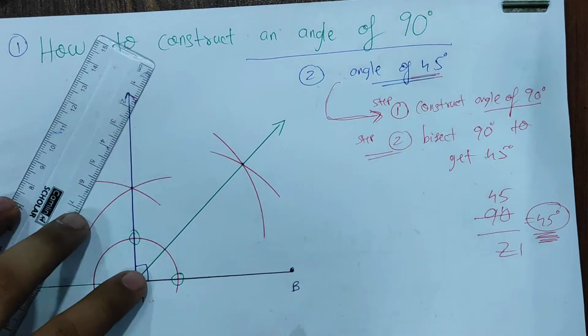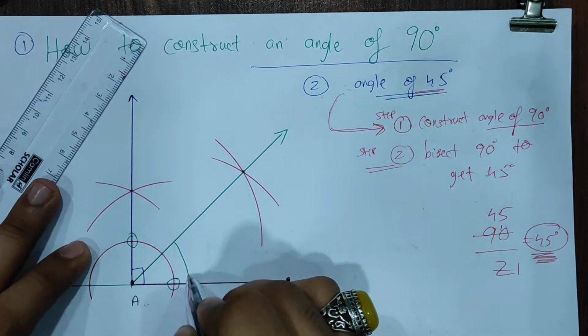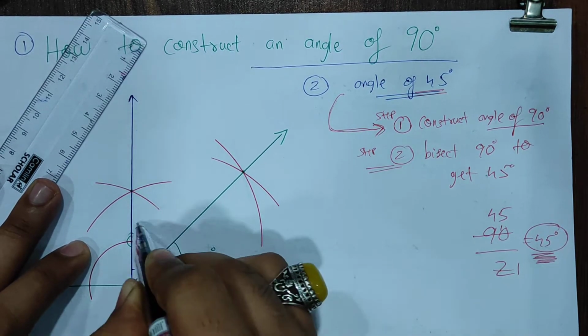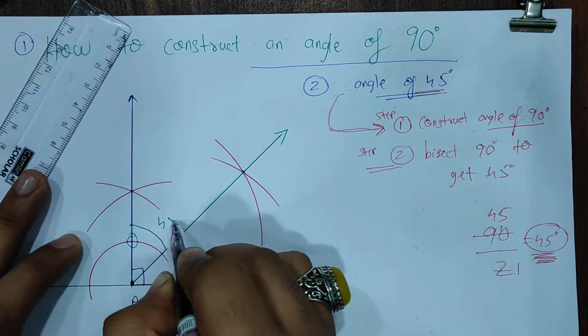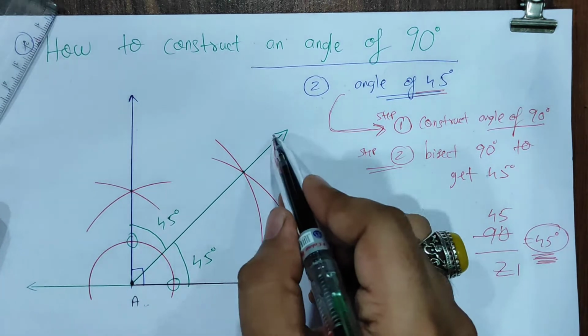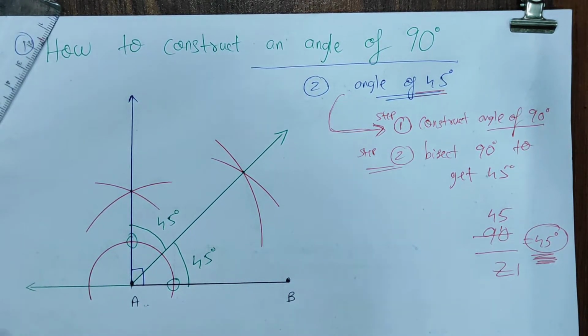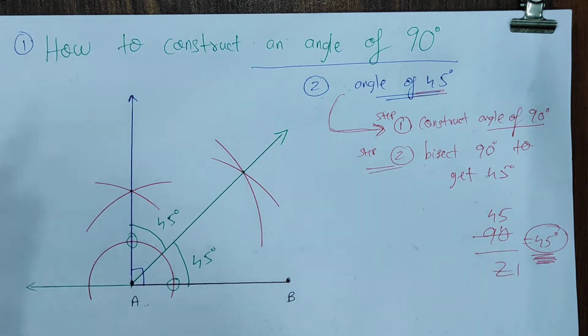Okay, this was 90 degree, and now what happened? This is 45 degree, all of you, and this is also 45 degree. No line should be left without arrowheads. This is how we bisect. Okay, pause the video please, all of you, and do it fast.